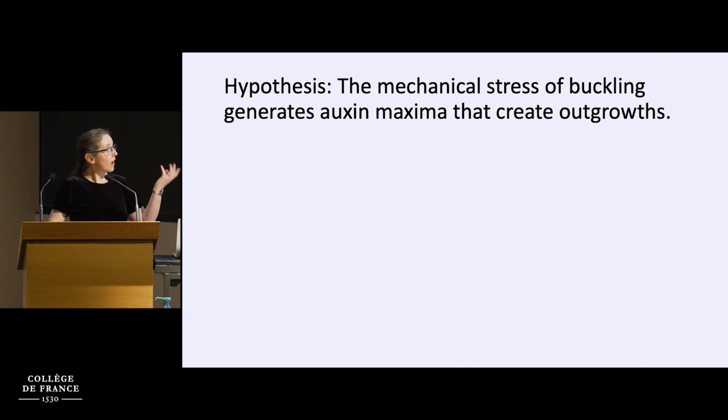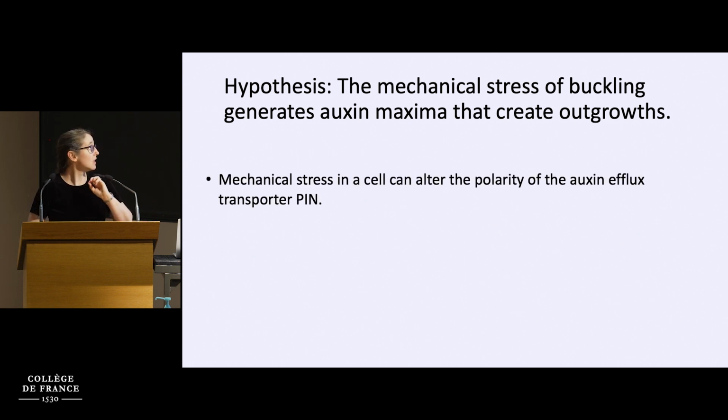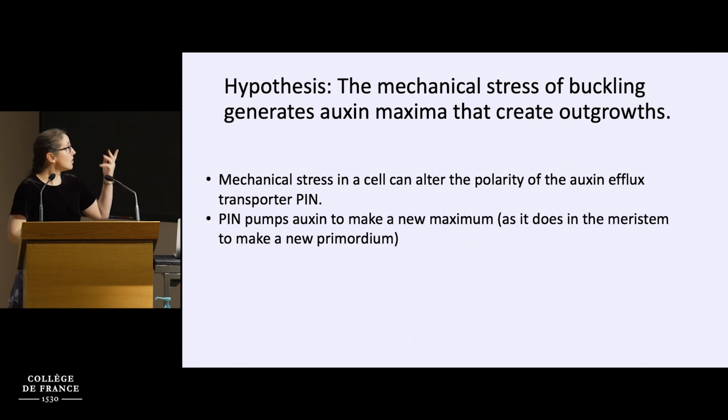Okay, so our hypothesis, and I'm sorry I'm going to get a little planty on you, but we'll try to abstract it, is that the mechanical buckling is actually causing the reorientation of auxin flow. Auxin's a plant hormone, so we're going to change the signaling pattern to create an auxin peak that's actually going to cause these outgrowths. Mechanical stress is known to be able to alter the polarity of the auxin efflux transporter PIN in a cell.